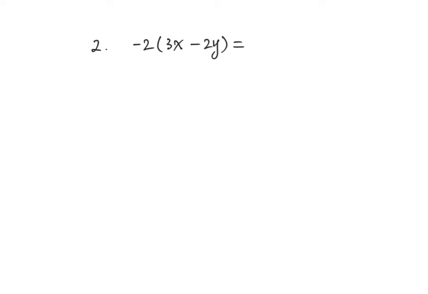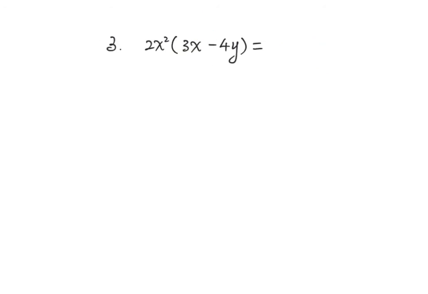Here, negative 2 times bracket 3x minus 2y. So we also apply the rainbow method. Negative 2 times 3x gives us negative 6x. Negative 2 times negative 2y. So negative times negative gives us positive. 2 times 2 gives us 4y. Okay, negative 6x plus 4y are unlike terms, so we cannot combine. This is the final answer.